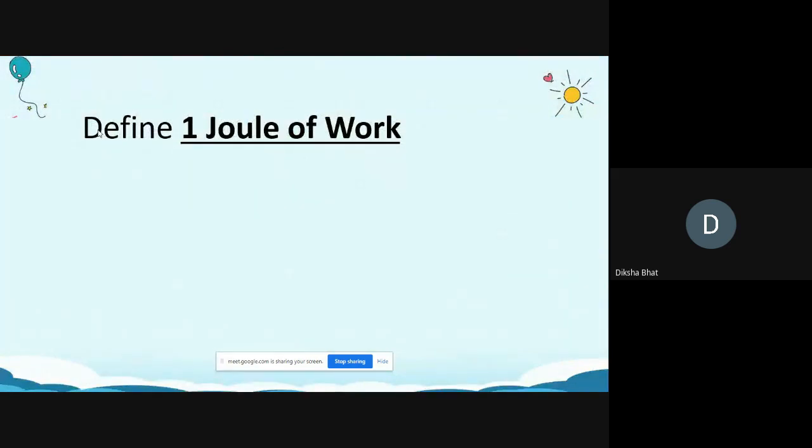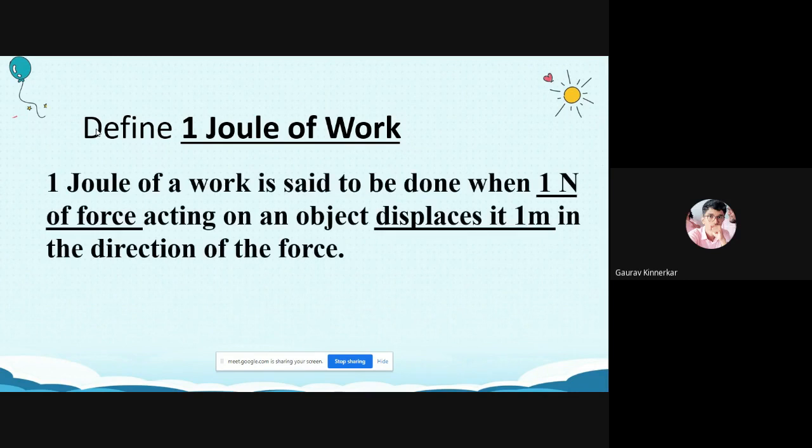Now define 1 joule of work. Okay, tell me the formula for the work done. What is the formula? Work done is equal to force multiplied by displacement. When the force and displacement is 1. Yes, correct. So we say it as 1 joule of work is said to be done when 1 Newton of a force acting on an object displaces it 1 meter in the direction of force.